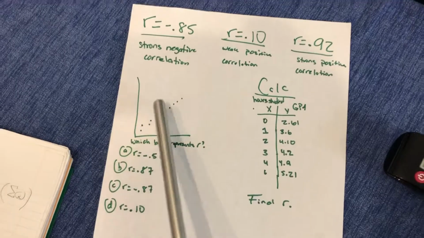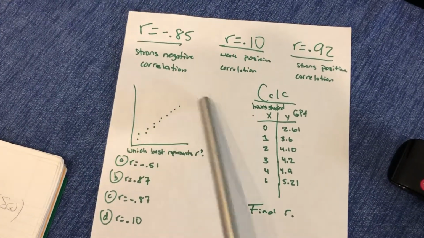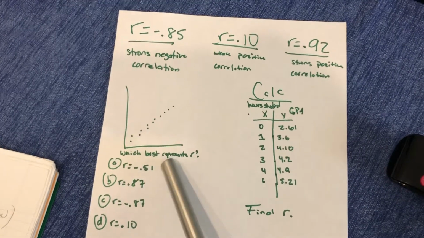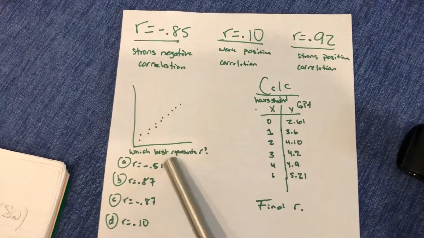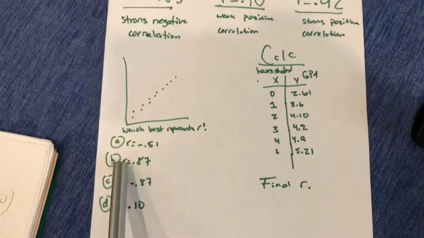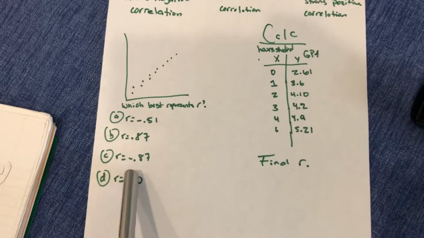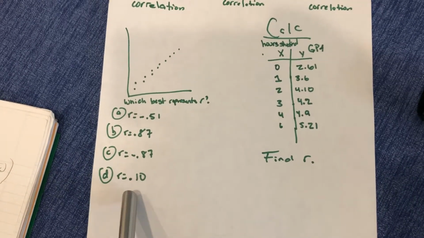Here's an example of a graph. This is a question that would be on the AP Stats exam. It gives us a little graph with an X and a Y coordinate, and it gives us the points. And the question is, which best represents R? So we have four answer choices: R equals -0.51, R equals 0.87, R equals -0.87, and R equals 0.10.